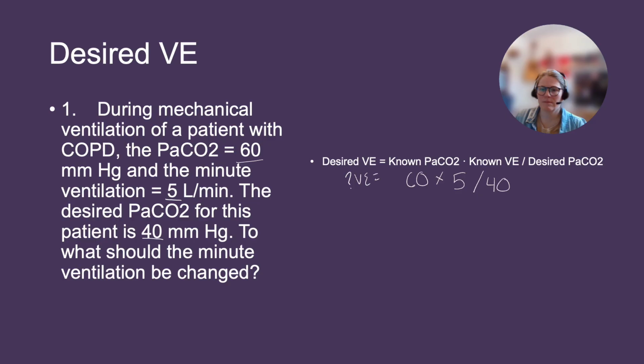There's no parentheses here. We're just going to work left to right. 60 times 5, 300 divided by 40. 300 divided by 40 is going to be 7.5, and this is in liters per minute. And that is how we would work an equation for a desired minute ventilation.